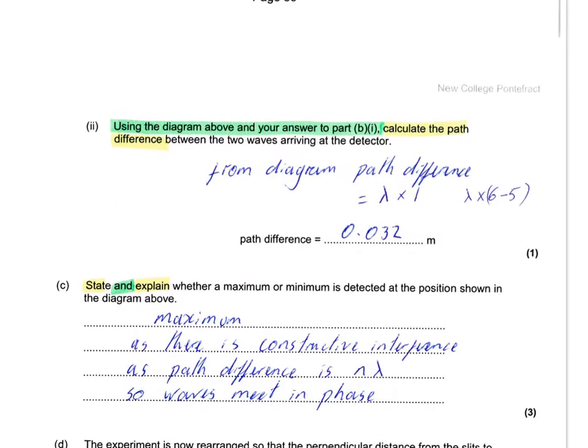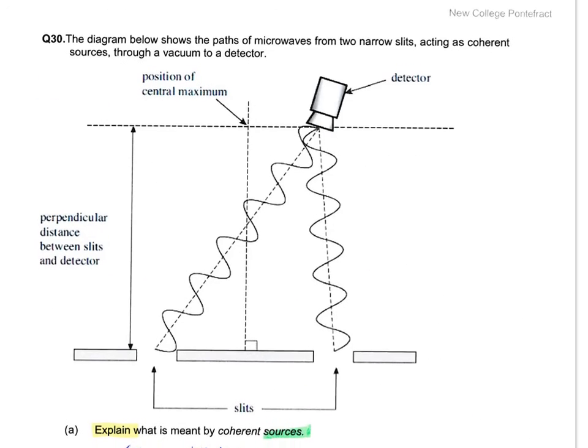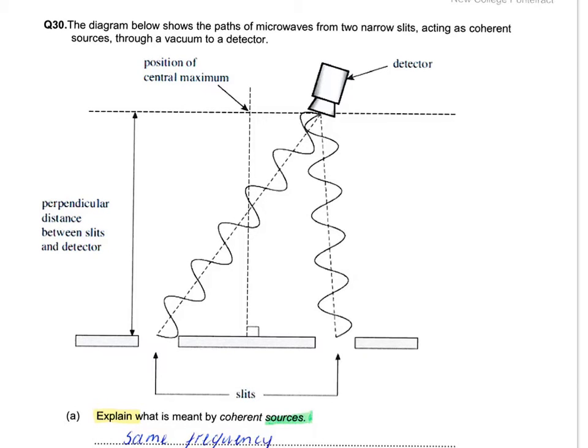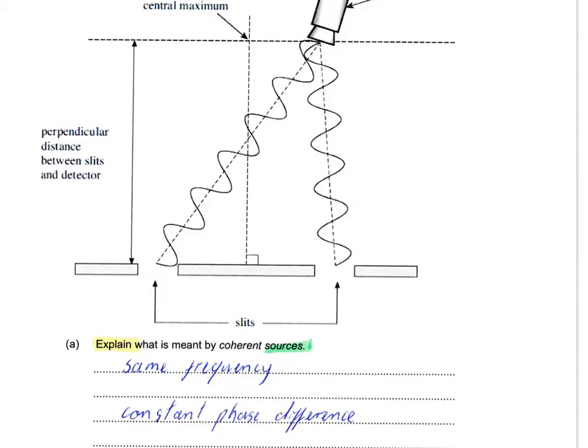Moving on then, use the diagram above and your answer to part B1. Calculate the path difference between the two waves arriving at the detector. So if we go back to the diagram, what we're being asked is how much longer is that path compared with that path? Well, this one is 1, 2, 3, lost count, 1, 2, 3, 4, 5, 6 wavelengths. That one's 1, 2, 3, 4, 5 wavelengths. So the path difference between that at 6 wavelengths, that at 5 wavelengths, is 1 wavelength.